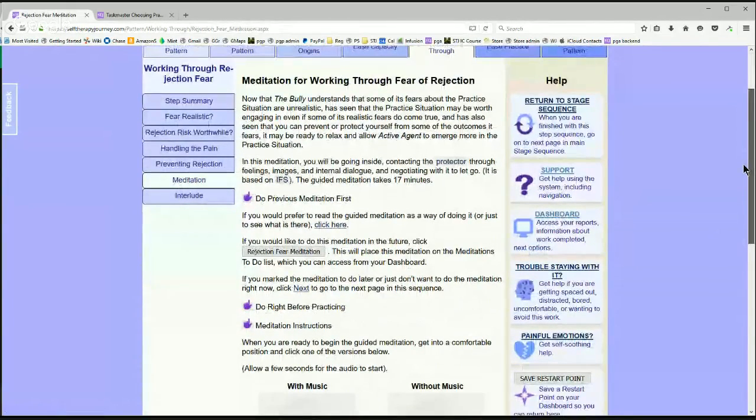where you negotiate with your inner critic. Now, this is a critic that you presumably have already gotten to know in stage 1. You did a meditation, hopefully in stage 1, where you've gotten to know that critic and developed a somewhat trusting relationship with it. If you haven't, you should go back to stage 1 and do that meditation.